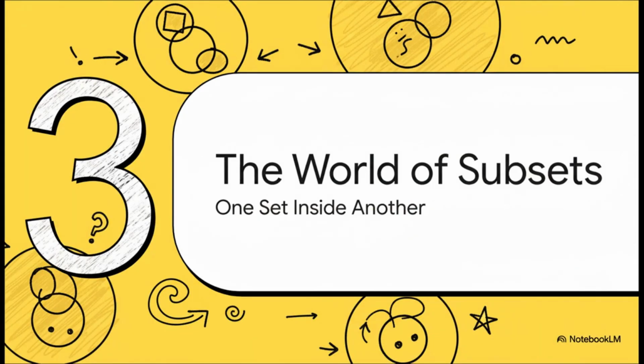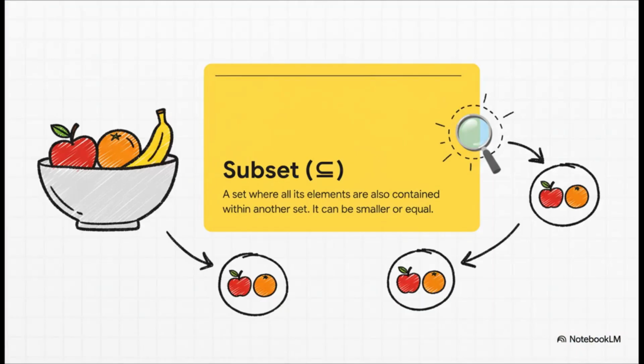All right, so we know how to compare sets that are side by side. But what happens when one set is actually inside another one? Well, that brings us to the world of subsets. The idea of a subset is actually super intuitive. If every single thing from one set can be found in another, bigger set, then the first one is a subset of the second. Let's go back to our fruit bowl. If you just take out the apple and the orange, that little collection is a subset of the whole bowl. And here's a fun fact: any set is always a subset of itself.